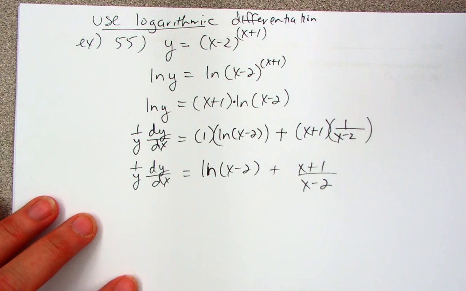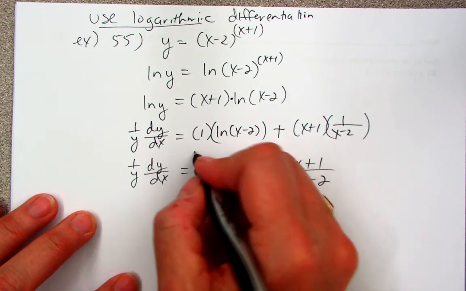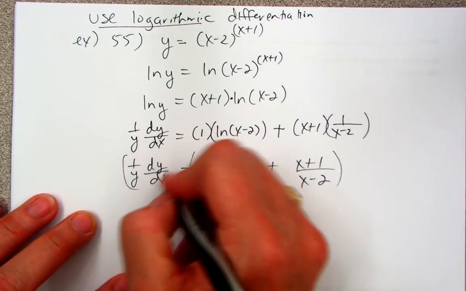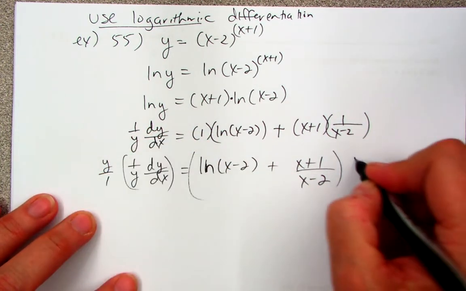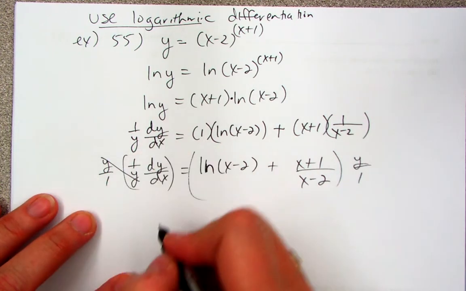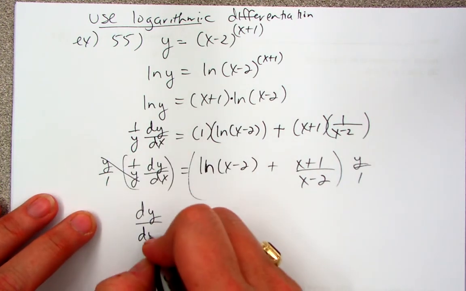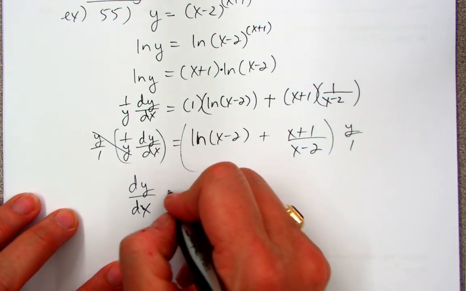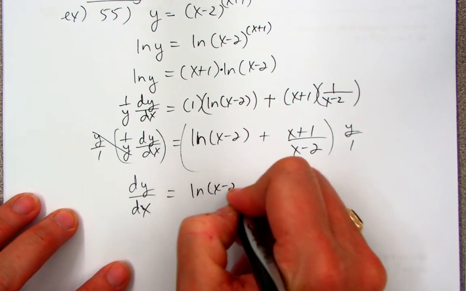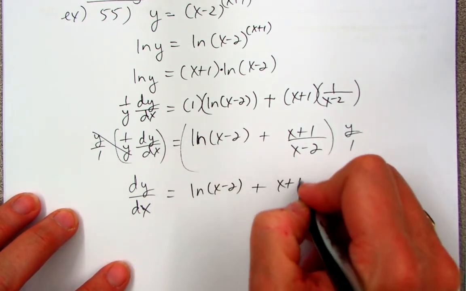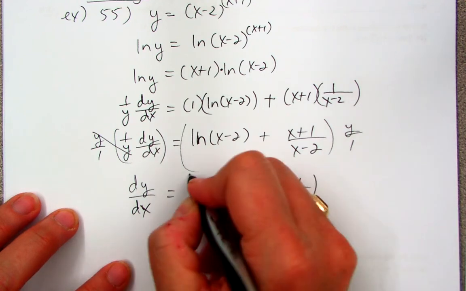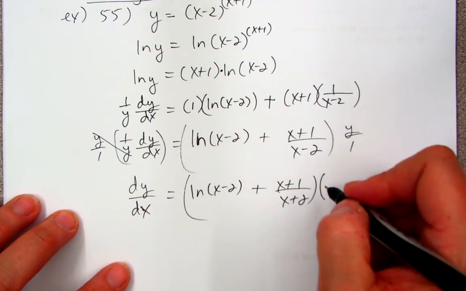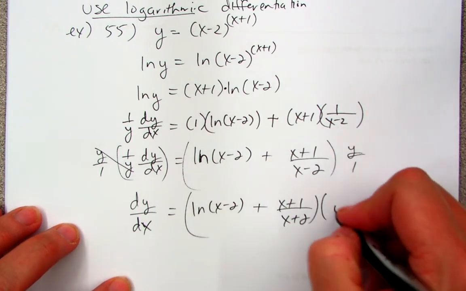Right, that's what it looks like. So now I'm going to take both sides and multiply by y, right? So I can isolate the dy dx, which means my first derivative. I'm going to just rewrite this, and I need to substitute in what y is, which is my original function.